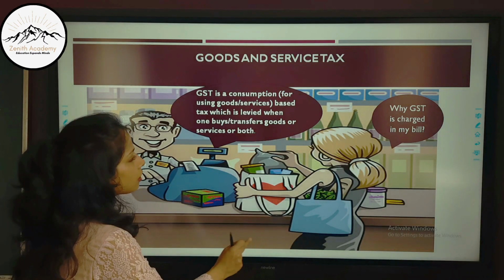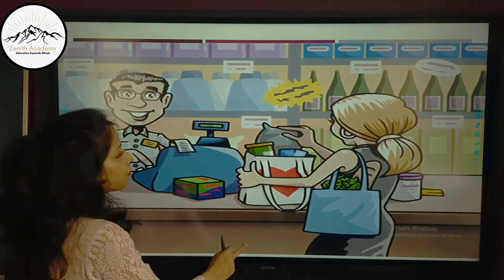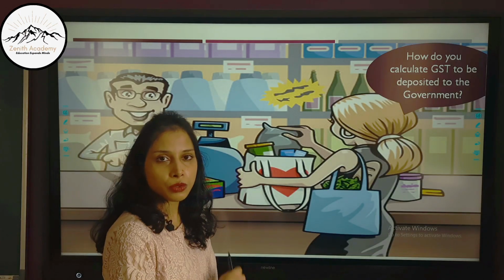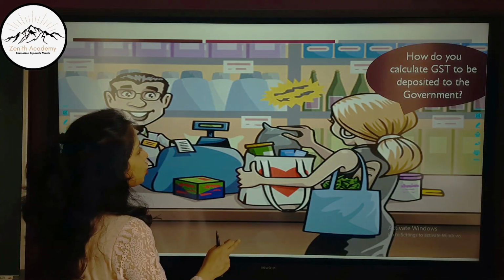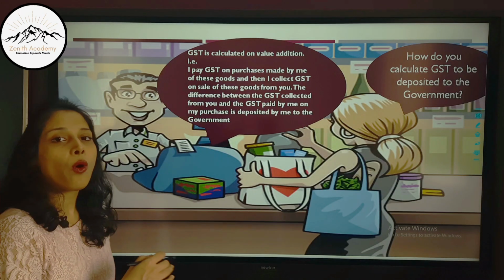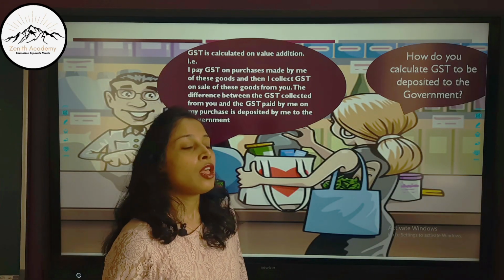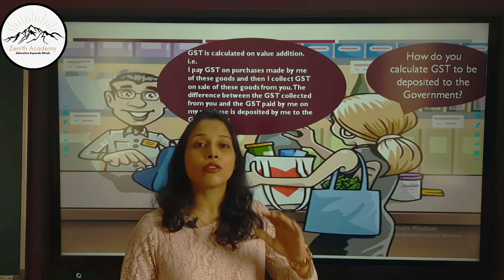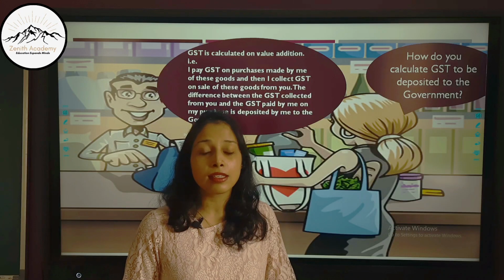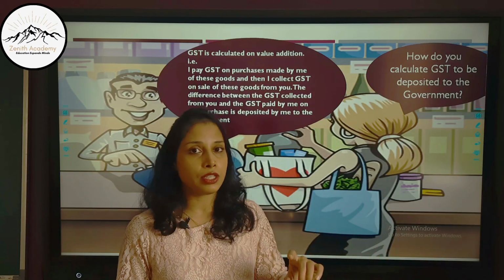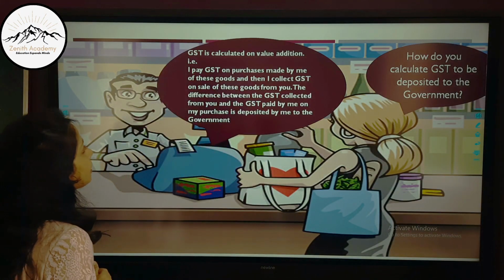So the customer asks, how do you calculate GST to be deposited to the government? The shopkeeper says, GST is calculated on value addition. This is the basic and the most important concept on which GST is based: GST is always levied on the value addition. I'll tell you with an example.